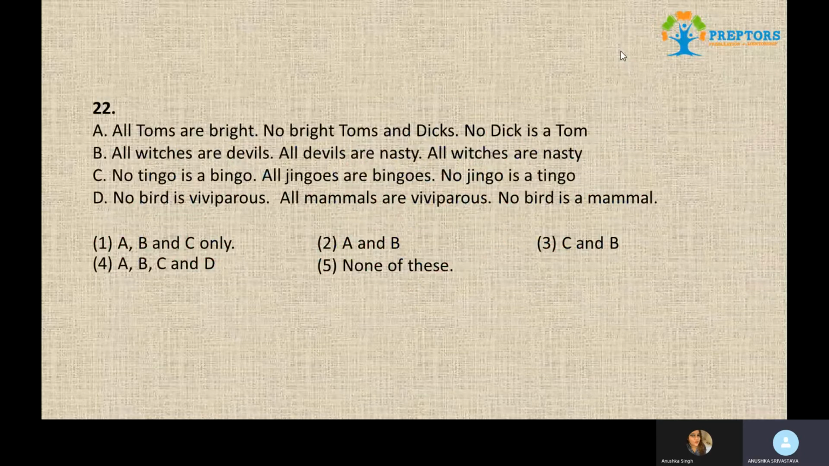22nd, all toms are bright. You would correct a statement as no bright toms are dicks and no dick is a tom. Remember, I'm repeating it again. Correct the statement as all toms are bright. No bright toms are dicks, so no dick is a tom. My answer is all of the above, which is A, B, C, D.